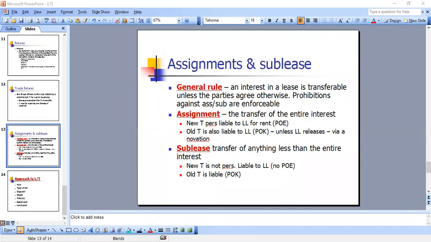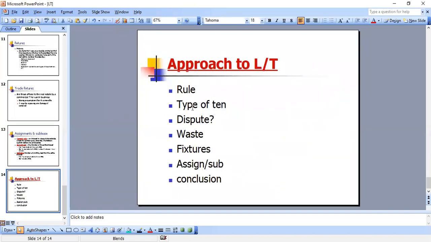That's pretty much it. I'm going to go over the approach real quick here. So the approach to landlord tenant on an essay is to write your rule. What type of tenancy is it? I went over those: tenancy for years, periodic tenancy, tenancy at will, or tenancy at sufferance. Are there any disputes that you need to talk about, like duty to pay rent? Do they surrender the premises? All of that. Is the doctrine of waste going to be in the facts? You need to write on all three usually. Are there any fixtures? A fixture dispute.